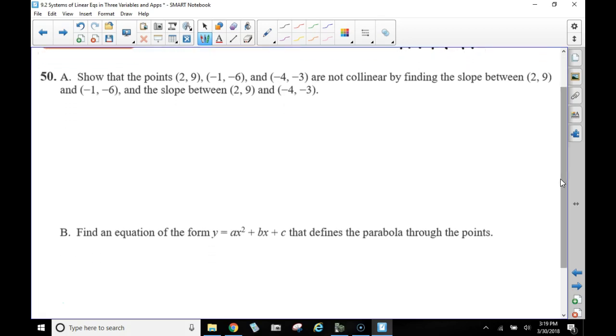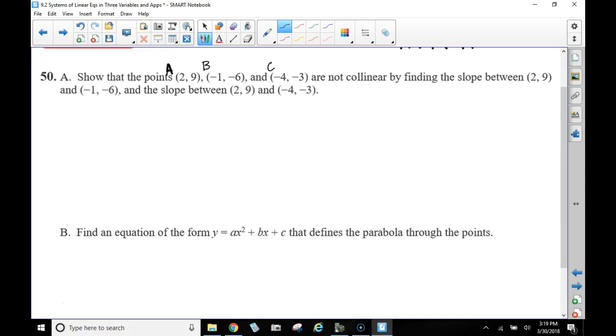So first of all, I'm going to start this problem by labeling these points. 2, 9 is going to be my point A. -1, -6 is going to be point B. And my third point, point C, is going to be -4, -3.